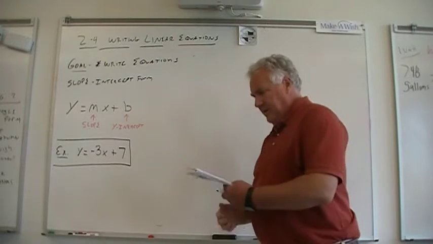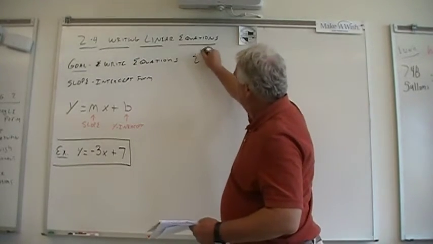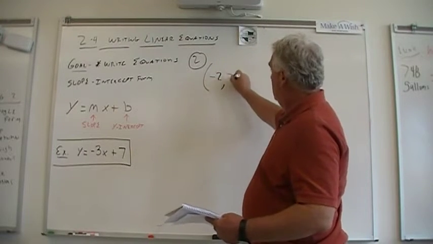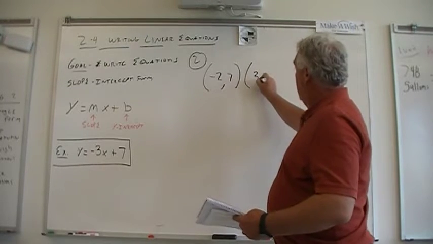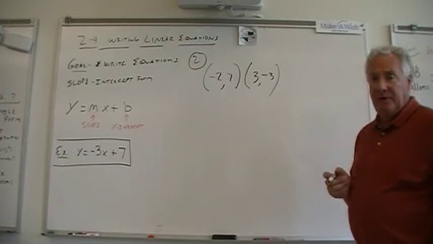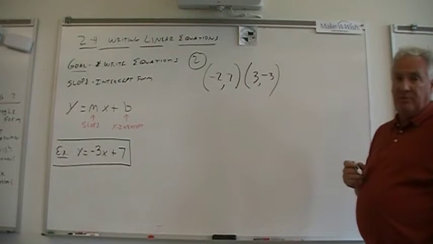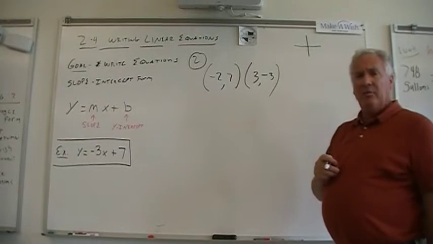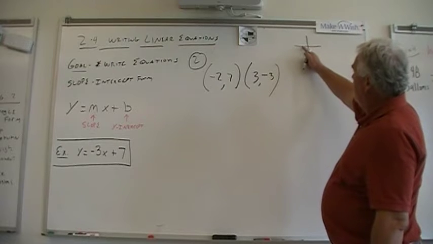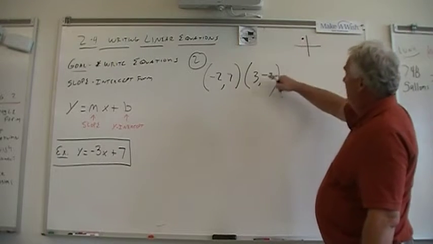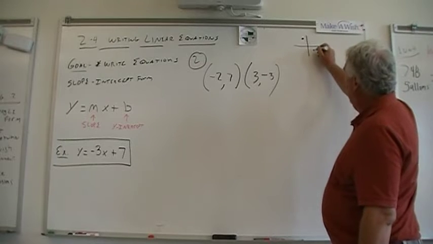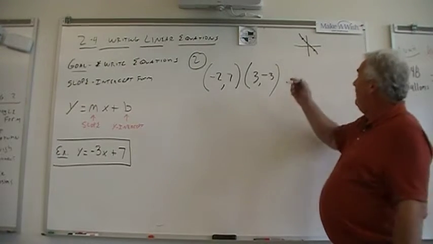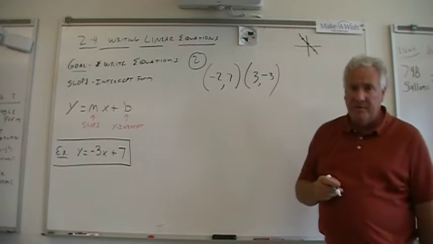So the next one is going to be similar, and it is: write the equation of a line that passes through these 2 points. If you had graph paper and you really wanted to do it, you could plot negative 2, 7 and 3, negative 3, over 3, down 3. And you could try to do the slow rise and run and figure out where it crosses the y-intercept.